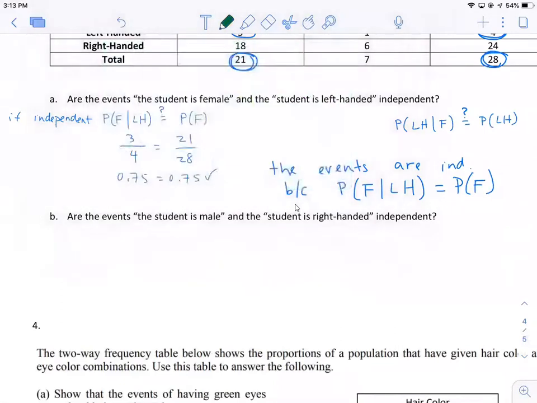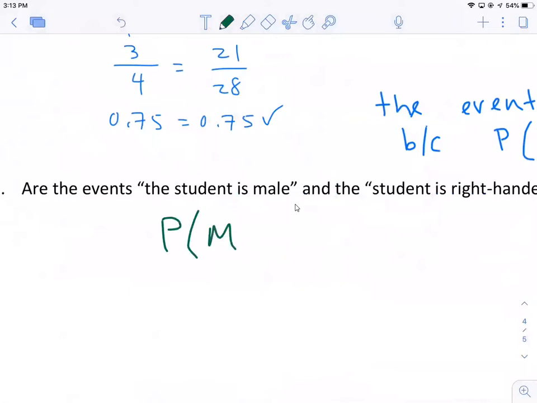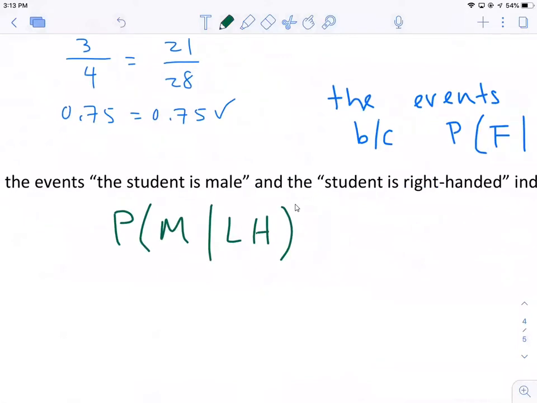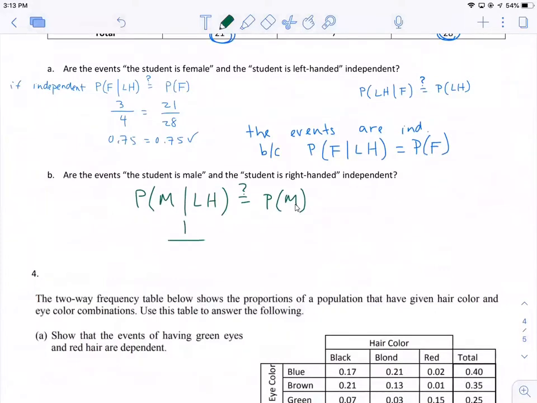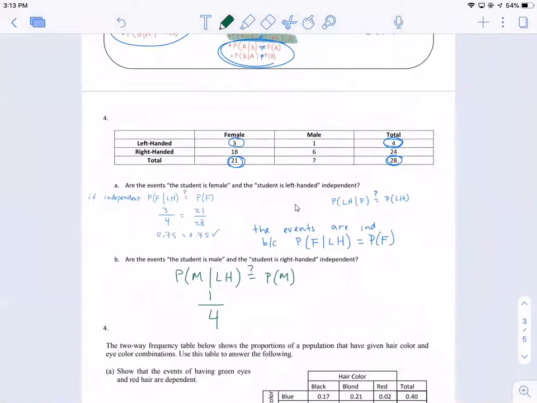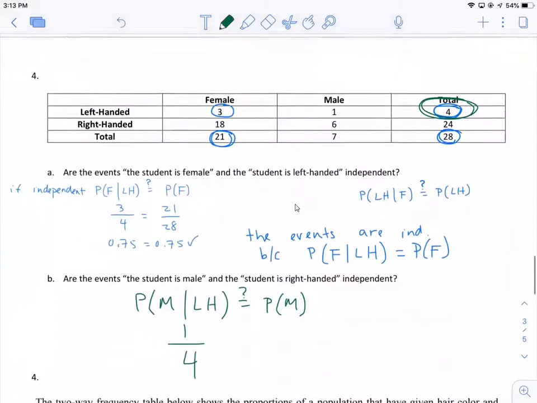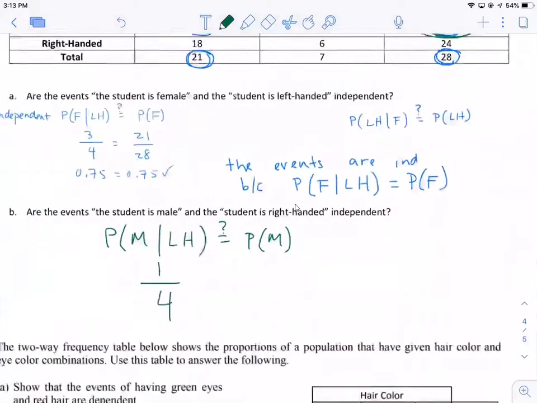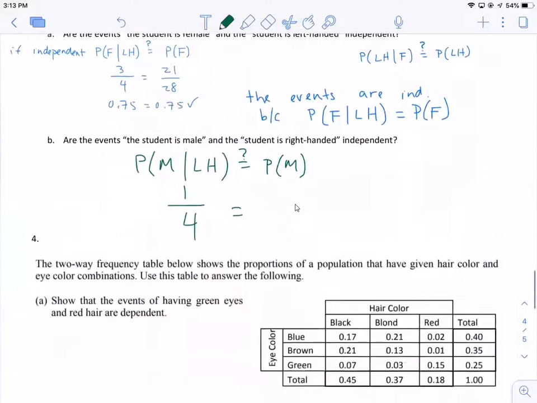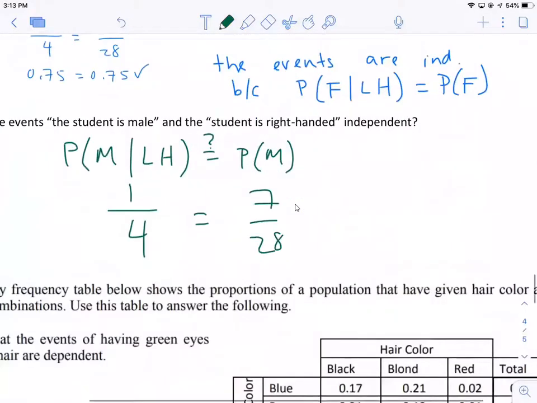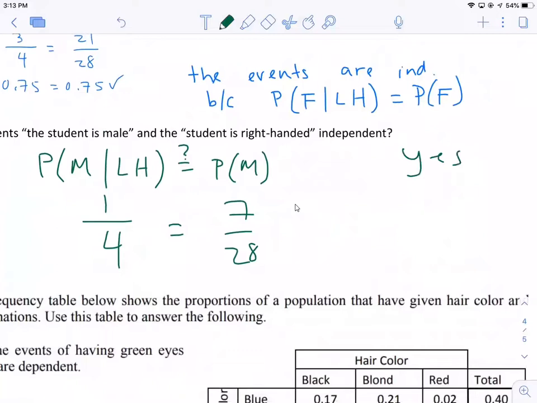So we're going to do the same test. Probability of male given that they're left-handed, does that equal the probability of them being male? And so the chance that you're male is 1 out of 4, given that you're left-handed, right? So given that you're left-handed, 4 of them are left-handed, chance that you're a male is 1 out of 4. And chance that you're a male overall, there are 7 males out of 28. And so yes, they are independent. 0.25 here equals 0.25.